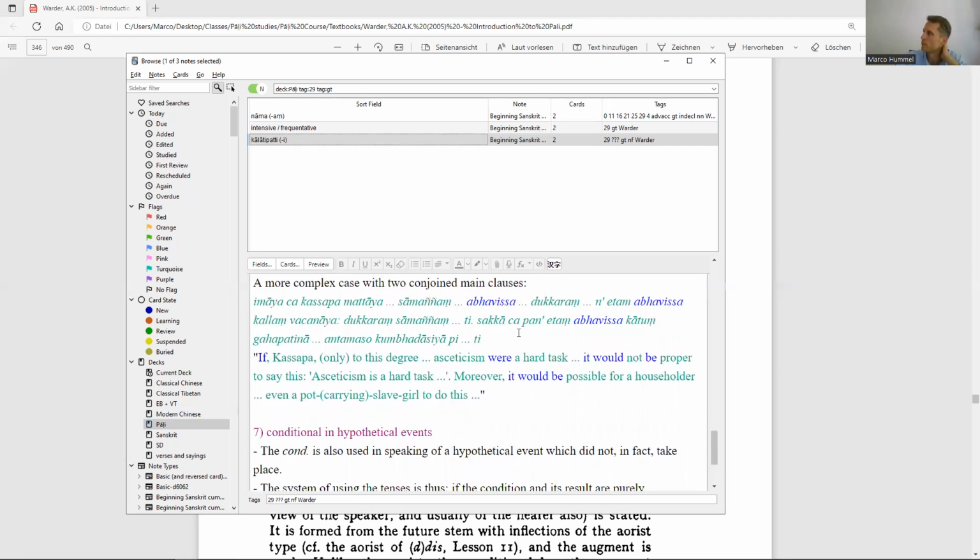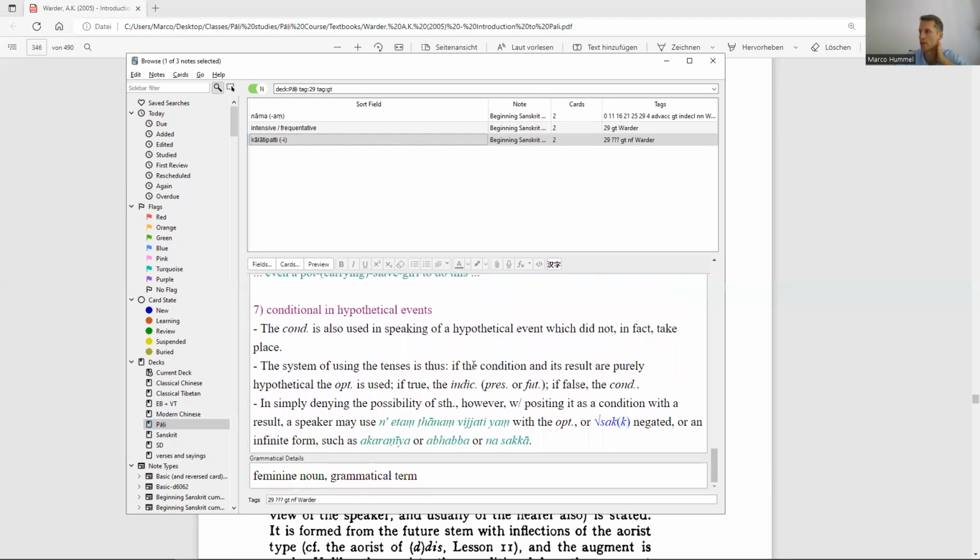Moreover, it would be possible, sakka, for a householder, gahapatina, even, antamaso, a pot-carrying slave girl, kumbhadasiya, to do this, katum etam.